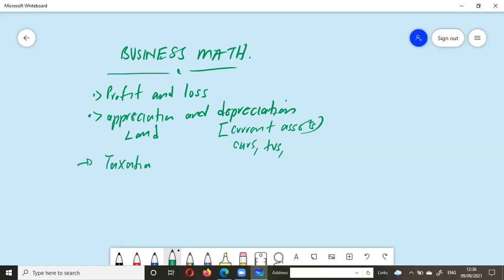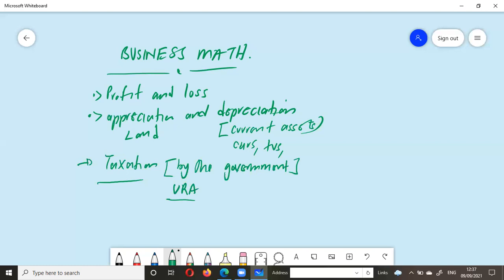So this is what you're going to look at today. Taxation is also part of business math. Now this one normally is catered for by the government. The government charges you tax. The body that governs that is URA. Do you know URA in full? Yes, it is Uganda Revenue Authority. So it's the one which will govern the taxes.